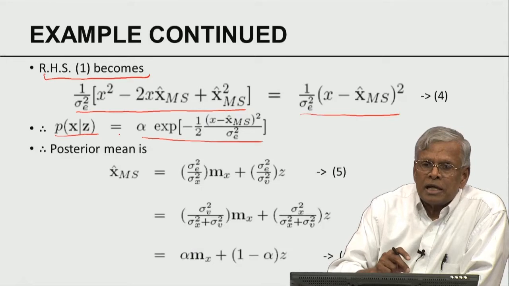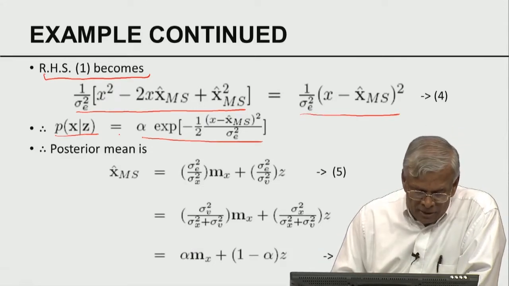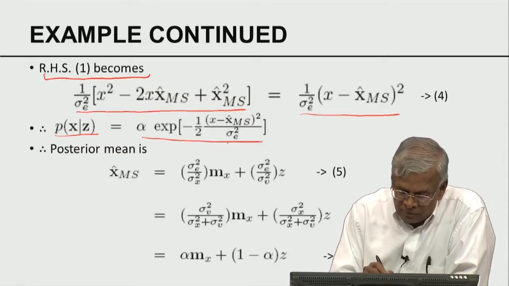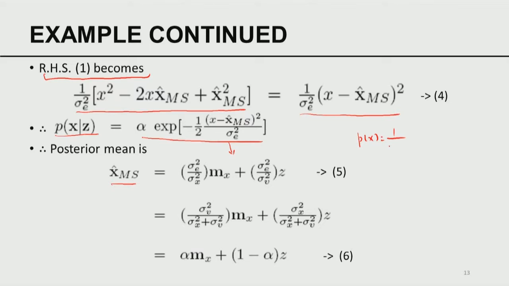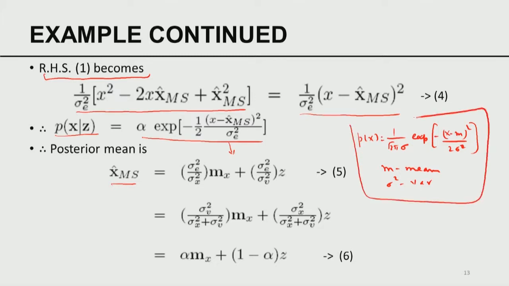We would like to leave the explicit computations of the constants beta, alpha as an exercise. So if you now look at this expression, it follows that X hat MS is the mean. Please go back. What is the standard normal distribution? PDF of X is equal to 1 over square root of 2 pi sigma exponential minus (X minus m) square divided by 2 sigma square. In this case, m is the mean and sigma square is the variance of the random variable X. So if I use that analogy and use it here, it readily follows the posterior mean is given by this, and this formula from the previous page can be written like this.